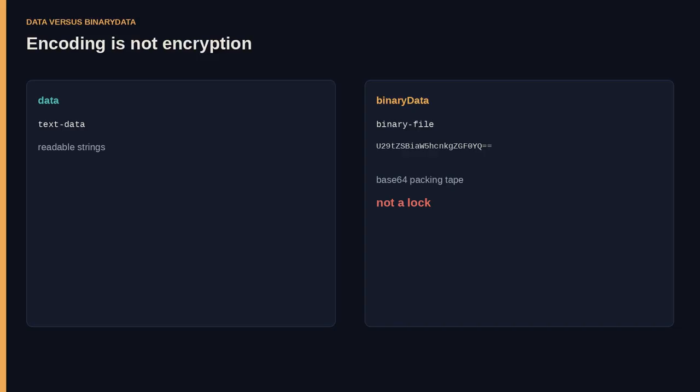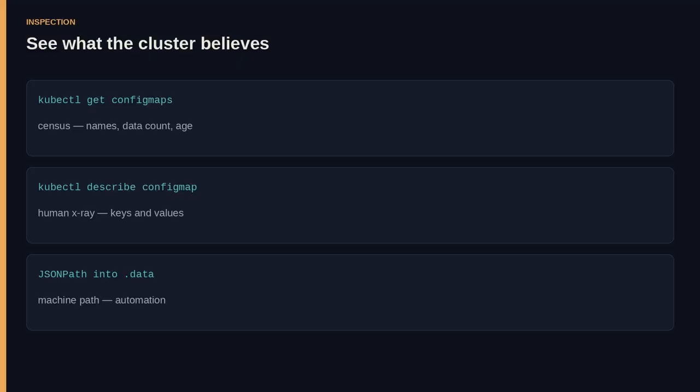That readability is the gift. It is also the hazard. Plain text is easy to audit. It is equally easy to overshare. Sometimes you do not want a human-readable describe dump. You want a machine to pluck one field. The document shows a JSONPath. kubectl get configmap, the name, output jsonpath of data, then pipe to jq.